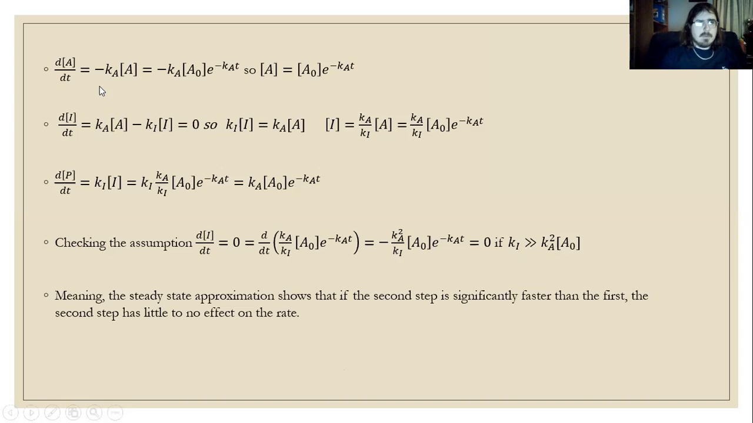Now, so how are we doing? So we said dA/dt is negative Ka times A. We can solve that. We know what A is, A naught e to the negative Ka t.